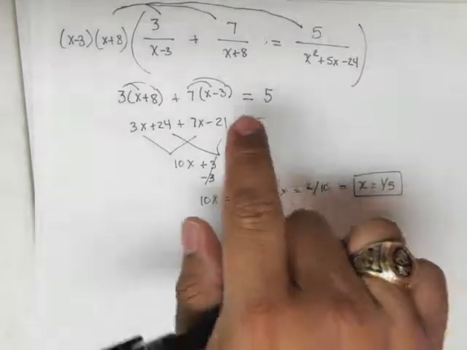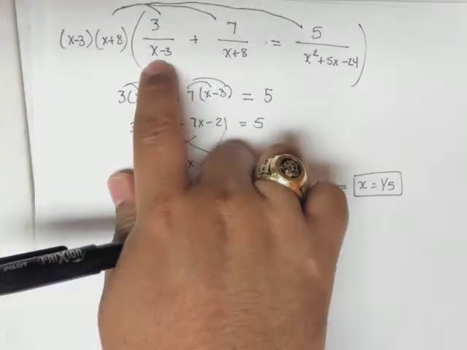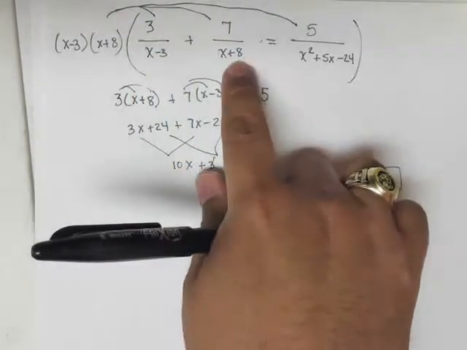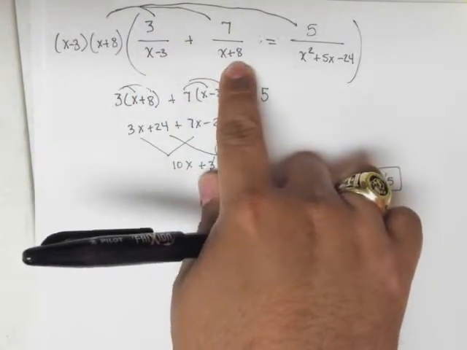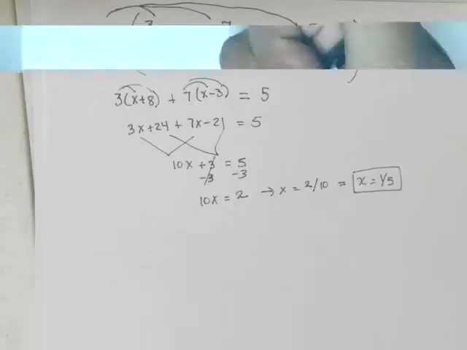Again, we know that x could not be 3, just checking the domain for a second. x cannot be positive 3, and x could not be negative 8. And our answer is x equals 1/5, so that works, that's perfect. So this is the answer to this rational equation.